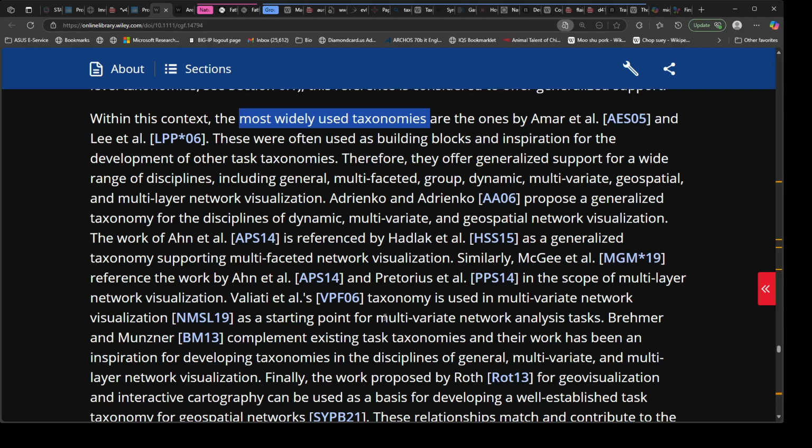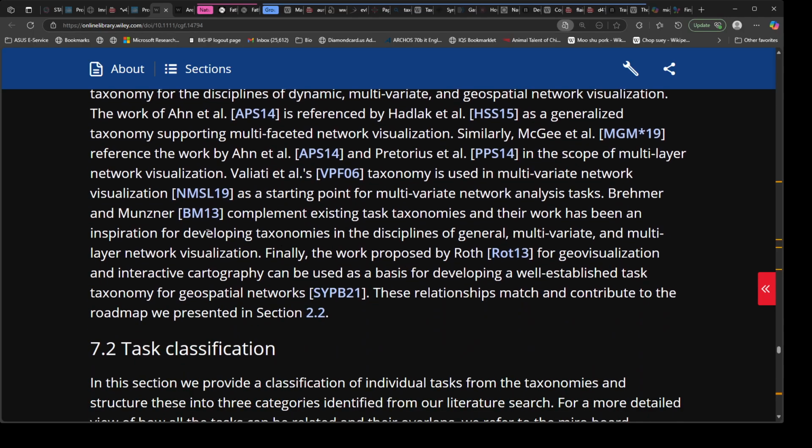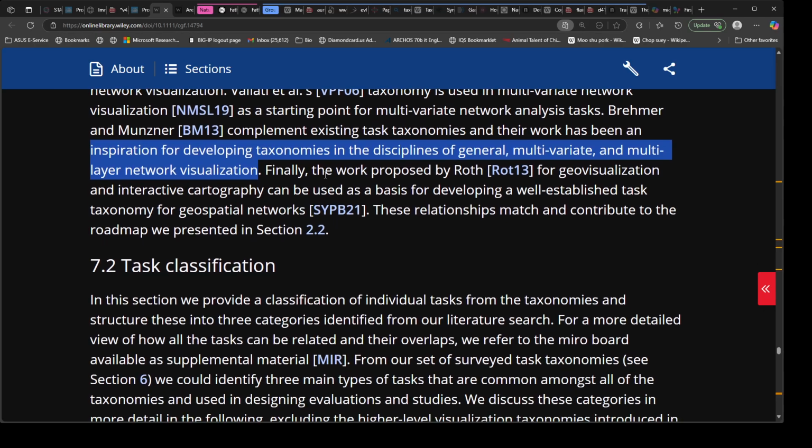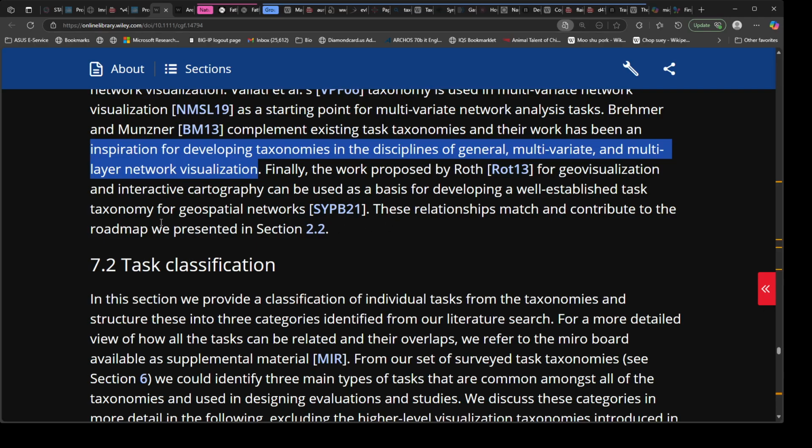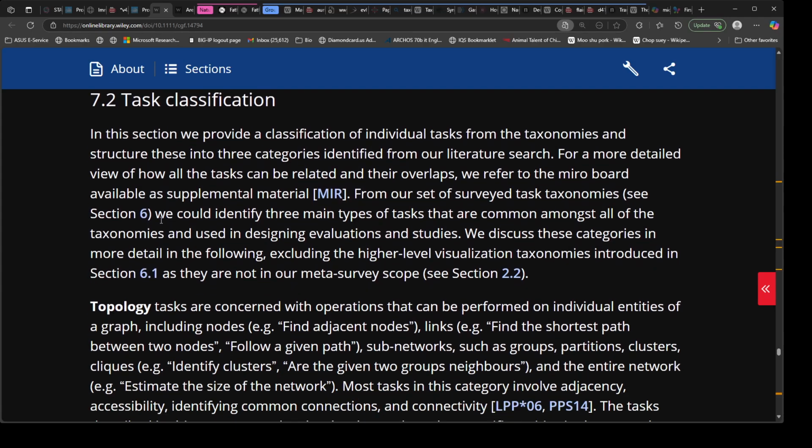network analysis tasks. Brehmer and Munzner, BM13, complement existing task taxonomies, and their work has been an inspiration for developing taxonomies in the disciplines of general, multivariate, and multilayer network visualization. Finally, the work proposed by Roth, 13, for geovisualization and interactive cartography can be used as a basis for developing a well-established task taxonomy for geospatial networks, SIPI B21. These relationships match and contribute to the roadmap we presented in section 2.2.